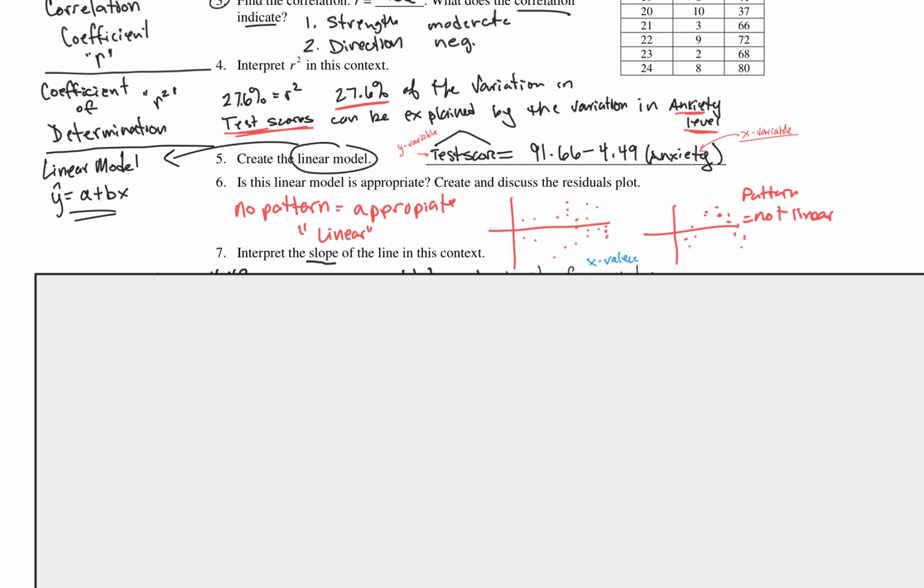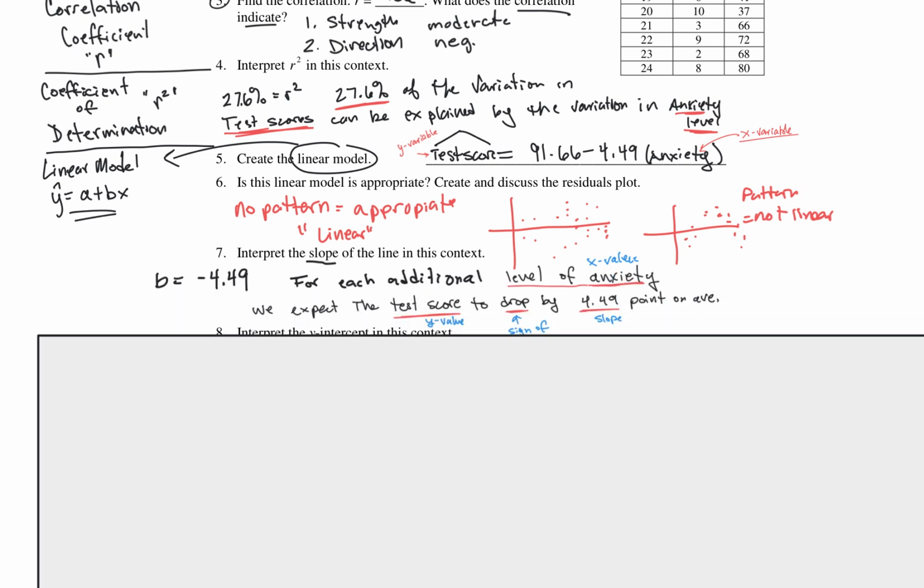Okay, let's go back in and talk about slope and y-intercept. Again, this is just bringing up the stuff that we talked about in the original time we looked at this. It's these scripts. Your slope here is negative 4.49. We've got a script for each additional, in this case, x variable. We would expect the y variable to change by the slope. So in this context, for each additional level of anxiety, we would expect the test score to drop by 4.49 points on average.